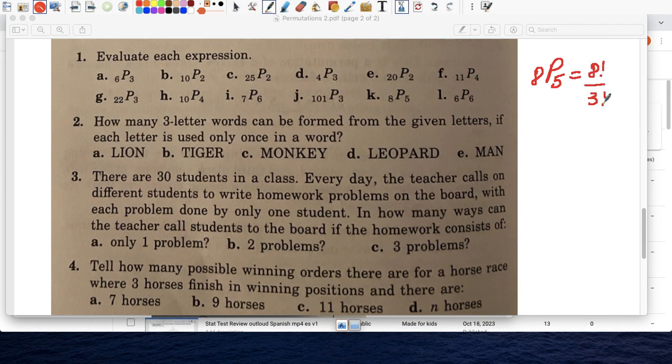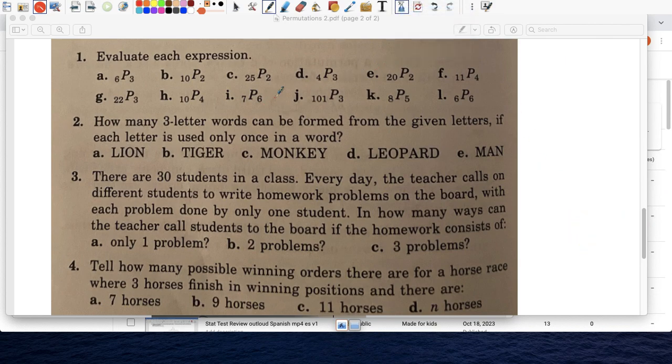these two, which is 3 factorial. And we're going to have 8 times 7 times 6 times 5 times 4, because everything else will simplify out. That's 6,720. L, 6 items taken 6 at a time will be 6 factorial over 0 factorial. So that's just going to be 6 times 5 times 4 times 3 times 2 times 1, which is 720.